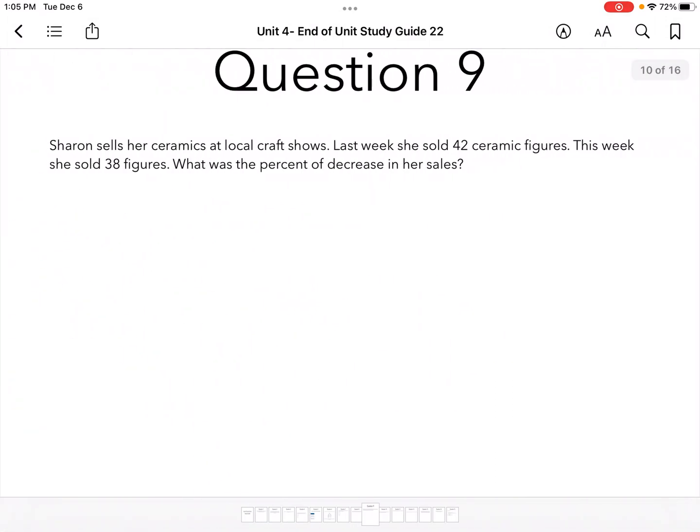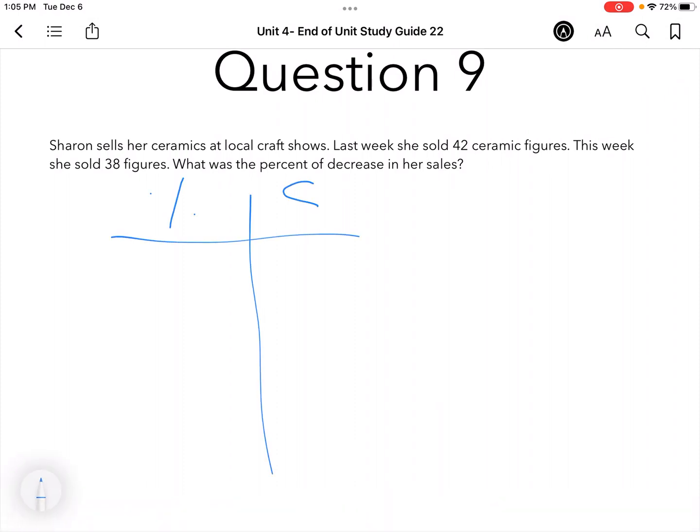All right, Sharon sells ceramics at a local craft show. She sold 42 ceramic figures. This week she sold 38. What was the percent of decrease? So remember, you've got your percent and you've got your figures, right? So 100% would be what she had originally, which was 42.